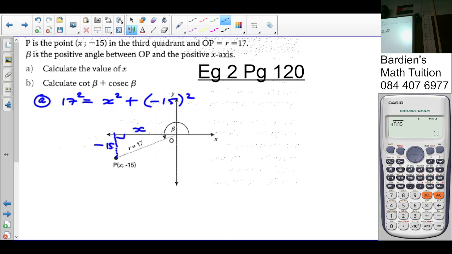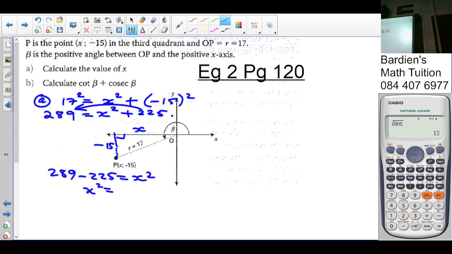Okay. So 17 squared is 289, I think. Let's check that. It equals x squared plus 225. You all agree with that? So how do I get x squared on its own? I take 225 over the equal sign. So now I get 289 minus 225 equals x squared. So x squared works out to be what? 64. The square root thereof.